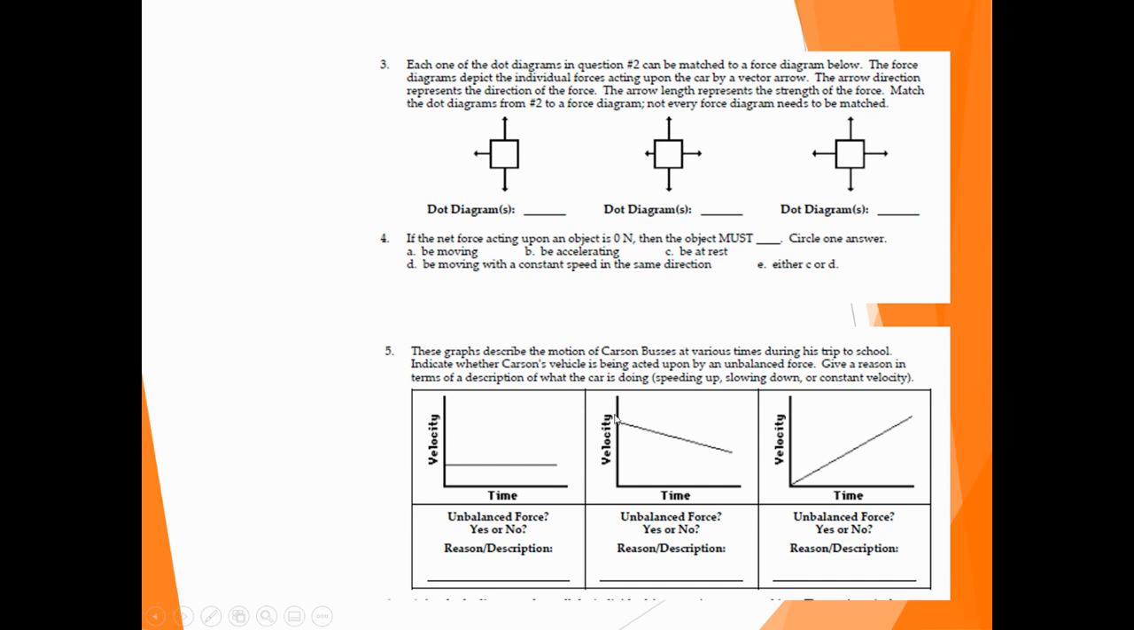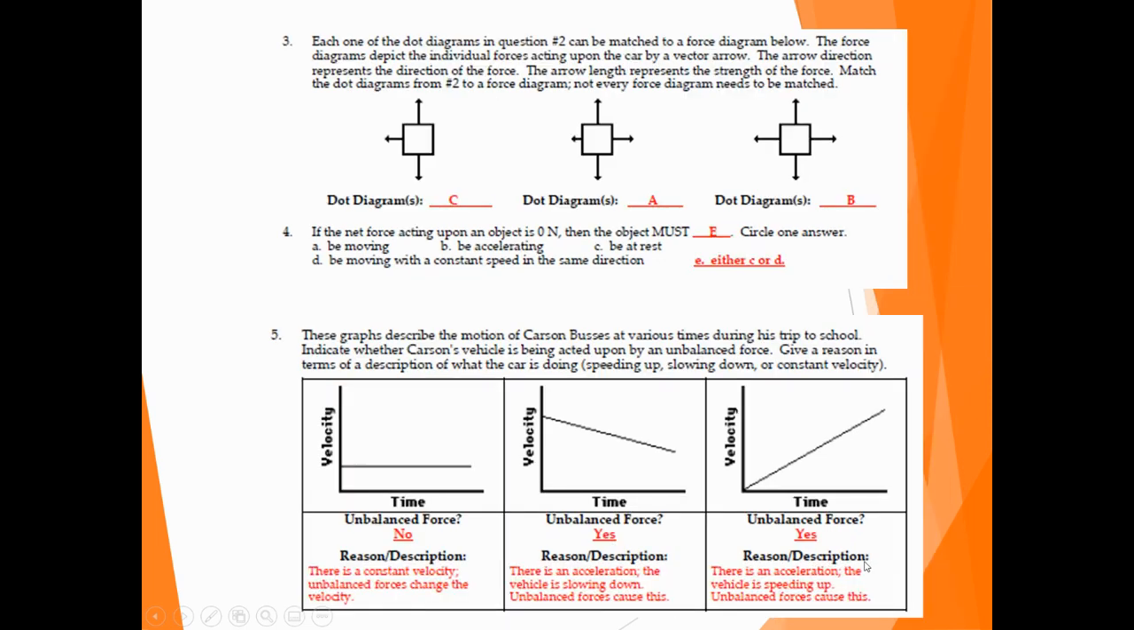The next one, the velocity is going from some high number to some lower number. So that means that it's slowing down. So that has unbalanced forces and it is slowing down. And the third one, the velocity is going from 0 to some number bigger than that. So it is speeding up and it's an unbalanced force. So here are the answers again, in case you need to write them.